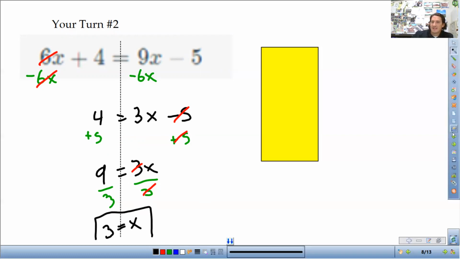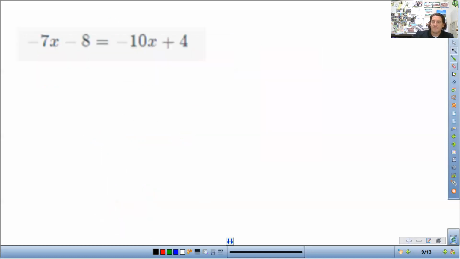All right. Next example, we're going to deal with some negatives. So here, I'm going to bring down the line of separation. I want to look at the x's. What has the smaller coefficient, negative 10 or negative 7? Negative 10 is smaller than negative 7. That's the lesser value. So I'm going to eliminate the negative 10.